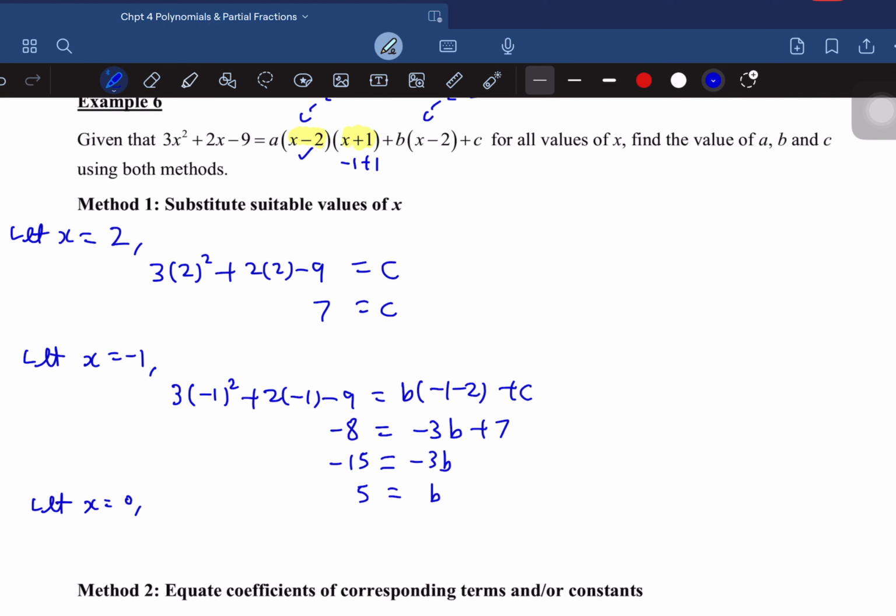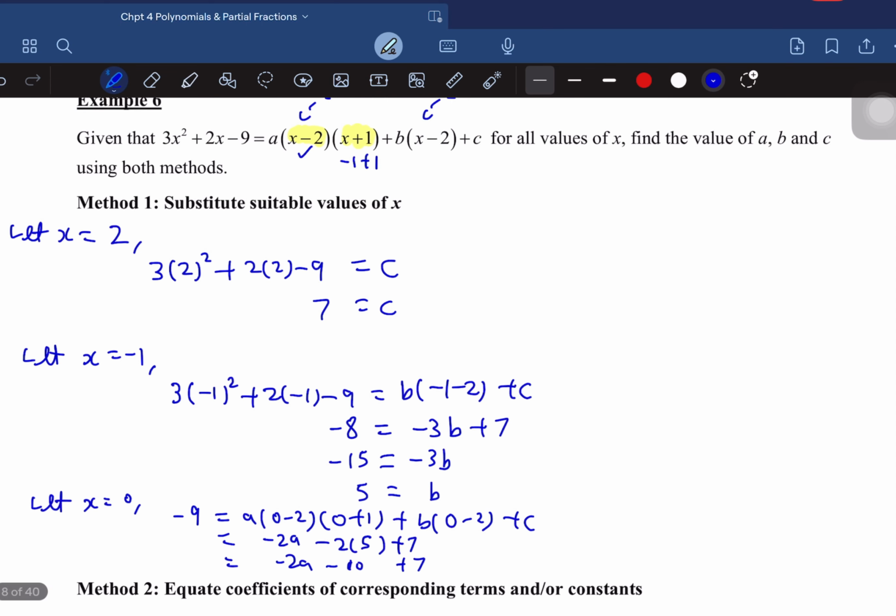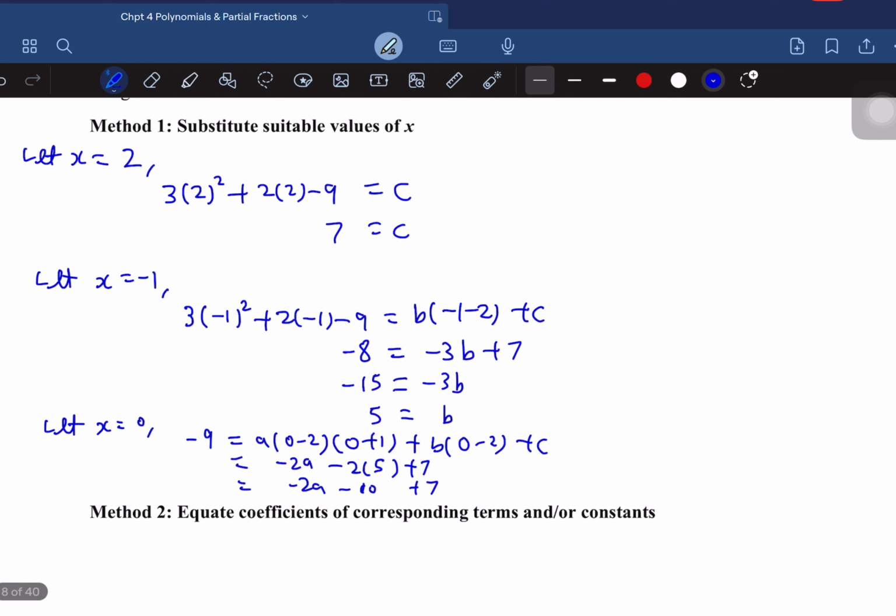So when x equals 0, -9 equals to a times 0 minus 2, 0 plus 1, plus b times 0 minus 2 plus c. So equals to -2a minus 2 times 5 plus 7, -2a minus 10 plus 7. So with this, let's drag to here. I have -9 plus 10 minus 7 equals to -2a. -6 equals -2a. A equals to 3.